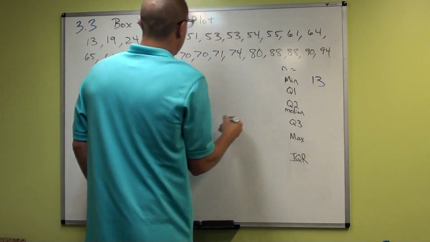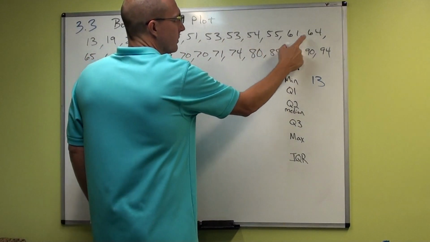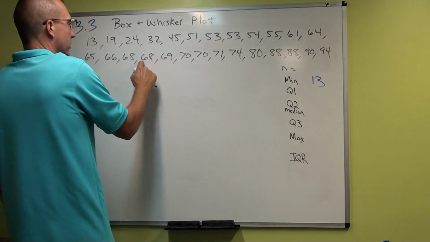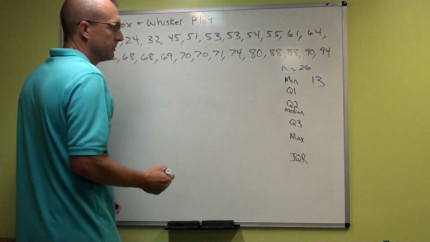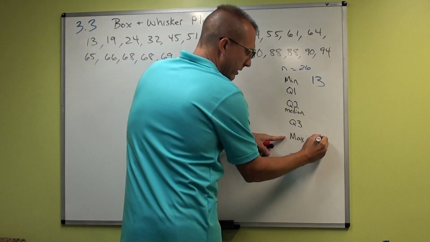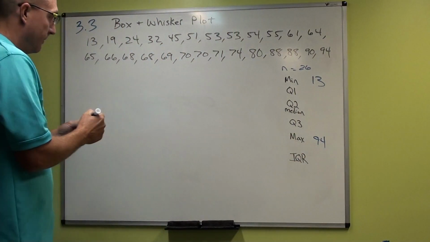Check out our n. 1, 2, 3, up through 26. Our n is 26. The other number we know right away is our max, that's 94. The rest of the stuff we have to figure out.